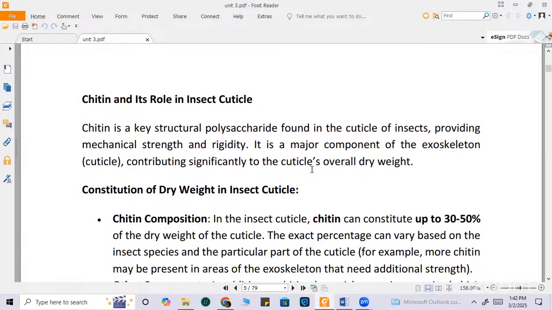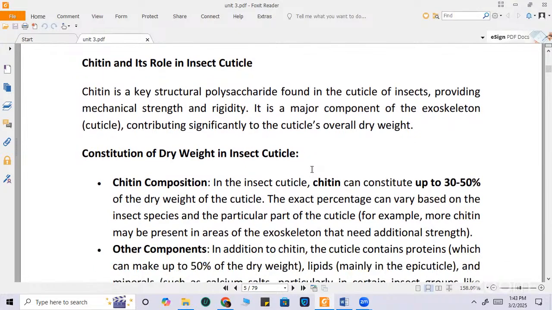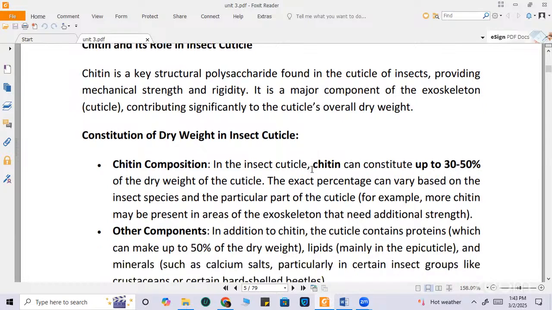Coming to the constitution of the dry weight in the insect cuticle, so chitin composition. In the insect cuticle, chitin constitutes up to 30 to 50% of the dry weight of the cuticle. So you can see the majority of the cuticle is made up of chitin. The exact percentage can vary based on the insect species, so it varies from species to species.